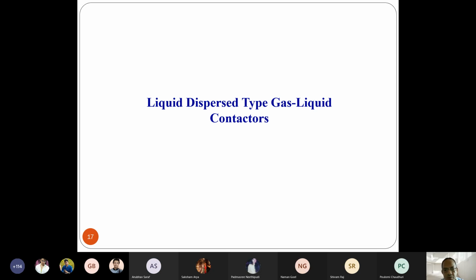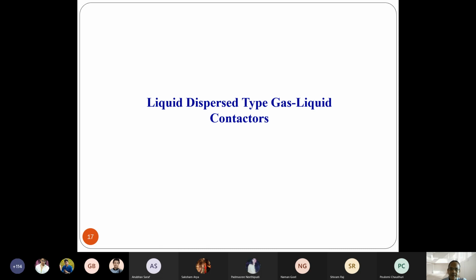Contact the two immiscible phases involved in any particular mass transfer operation, right? And that intimate contact is possible if we can disperse one phase into the other. For gas liquid mass transfer operations, it is possible that we can disperse either gas into the liquid phase or liquid into the gas phase. So accordingly, we will have two different types of contactors or mass transfer equipment for gas liquid contact.